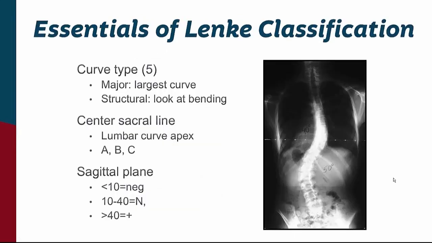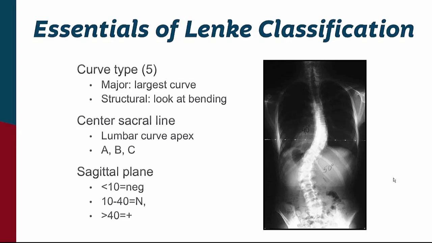And so the Lenke classification has 3 main factors. The initial curve type, so Lenke 1 to 6, based on which curves are structural. When we look at a spine x-ray, we should divide the spine into upper thoracic, so T2 to T5, main thoracic, T5 to T12, and then lumbar, L1 to L5.